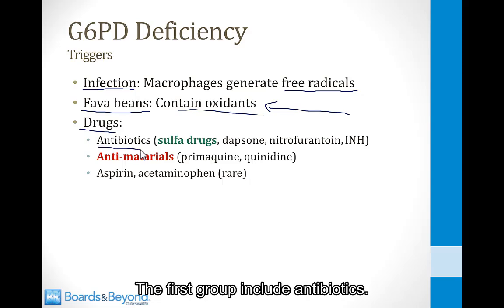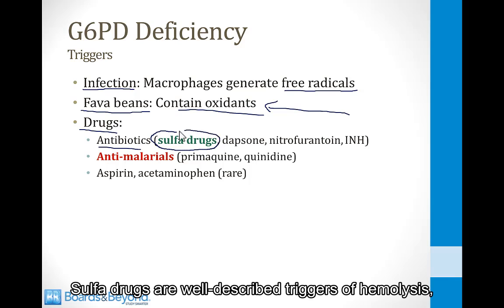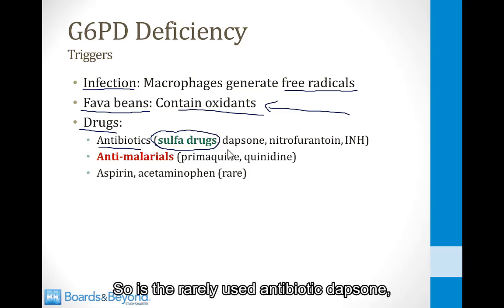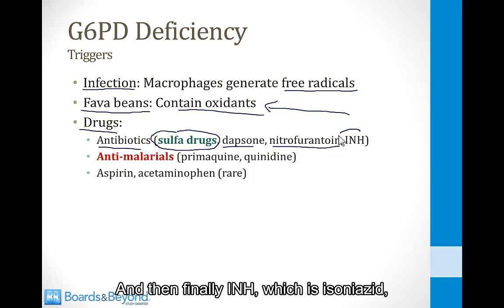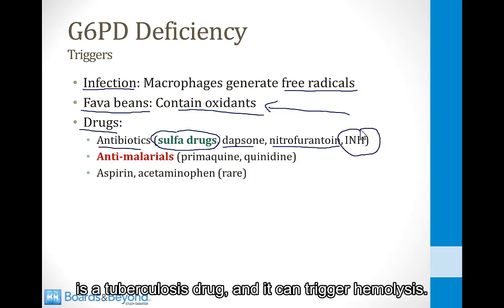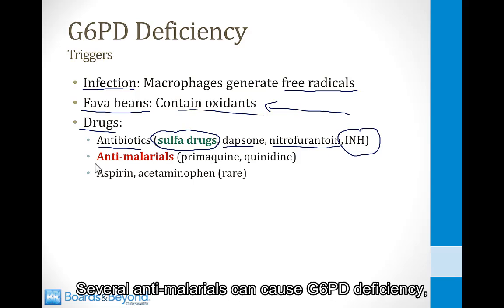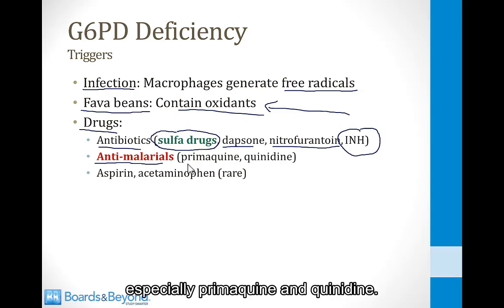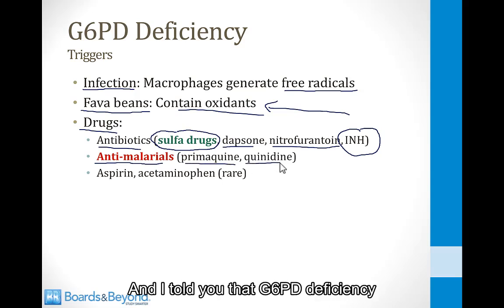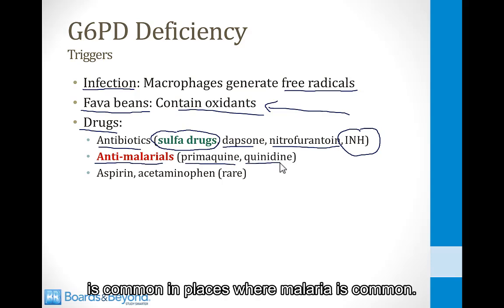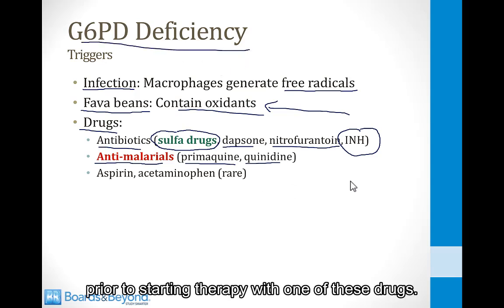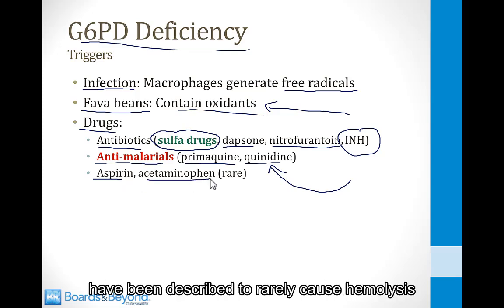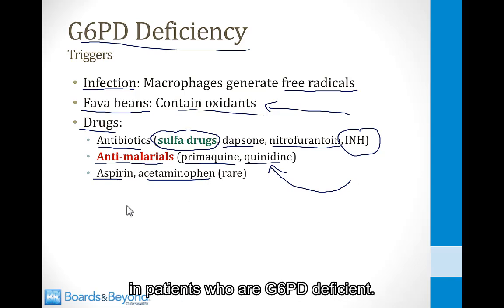The first group include antibiotics. Sulfa drugs are well-described triggers of hemolysis, and that's why I've bolded them. So is the rarely used antibiotic dapsone and another rarely used antibiotic called nitrofurantoin. And then finally, INH, which is isoniazid, is a tuberculosis drug, and it can trigger hemolysis. Several antimalarials can cause hemolysis in G6PD deficiency, especially primaquine and quinidine. And I told you that G6PD deficiency is common in places where malaria is common. So sometimes patients will be screened for G6PD deficiency prior to starting therapy with one of these drugs. And then finally, aspirin and acetaminophen have been described to rarely cause hemolysis in patients who are G6PD deficient.